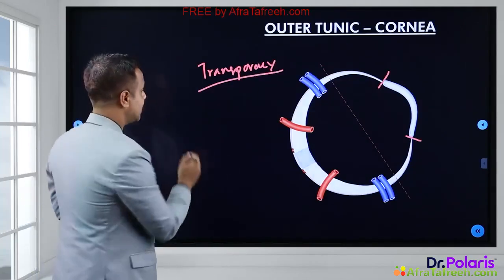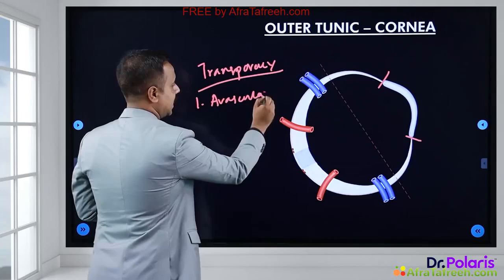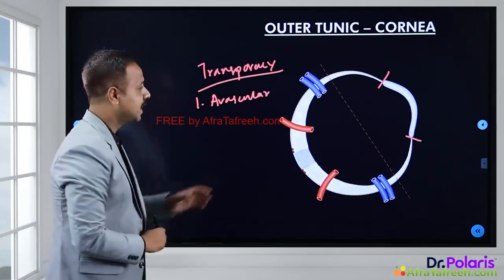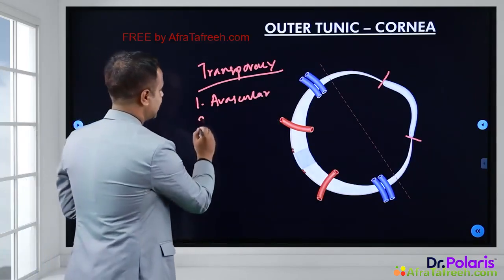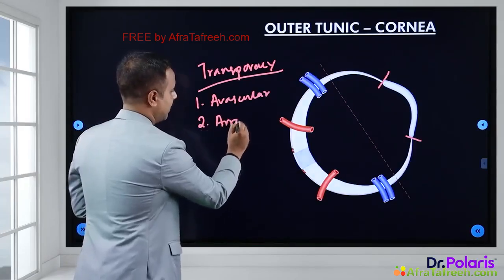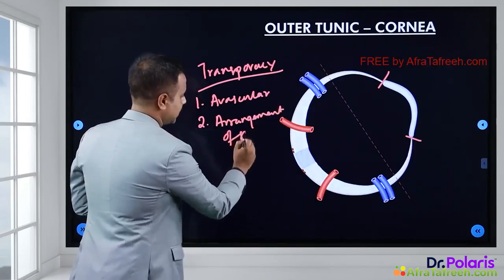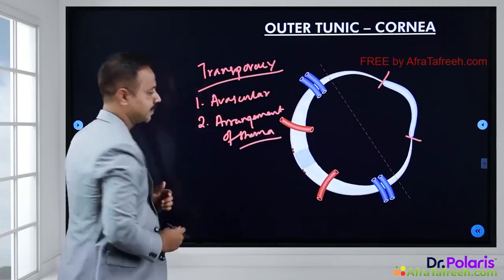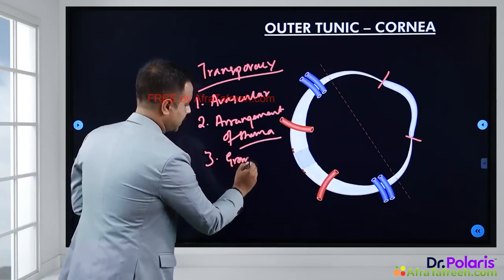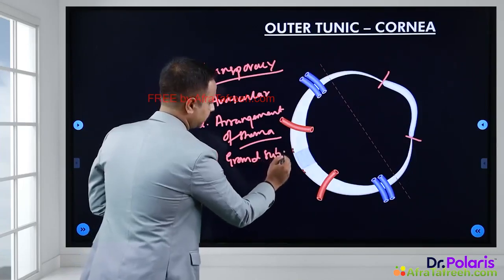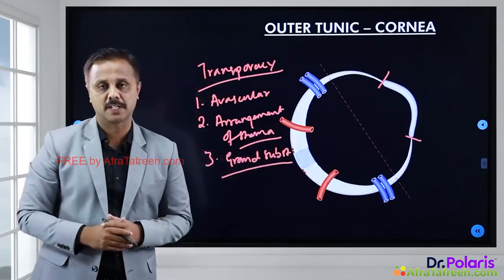Remember, this is because cornea is avascular. Cornea is an avascular structure and it is most often in a dehydrated state. Then the second thing is the arrangement of stroma, the arrangement of fibers in stroma of the cornea. Then the characteristic feature of the ground substance. All these three factors maintain the transparency of the cornea.